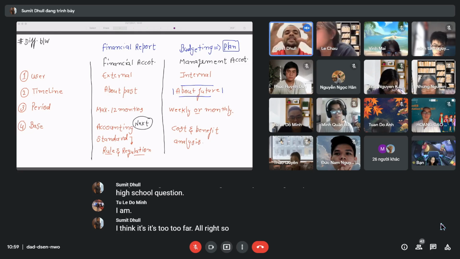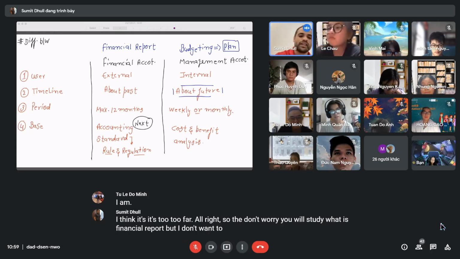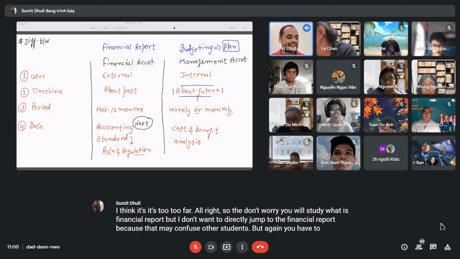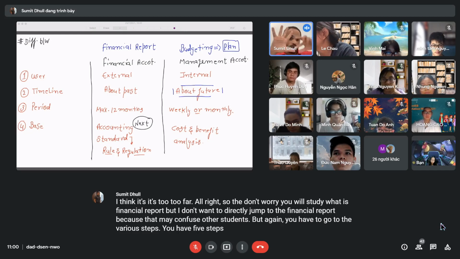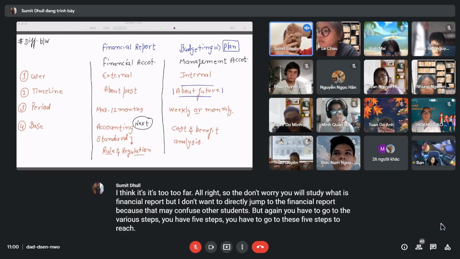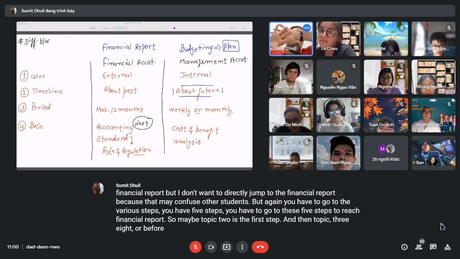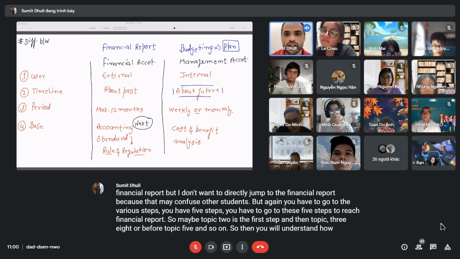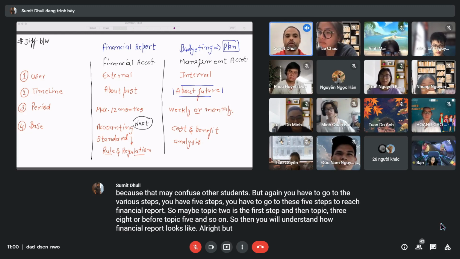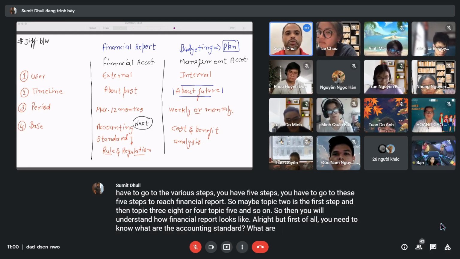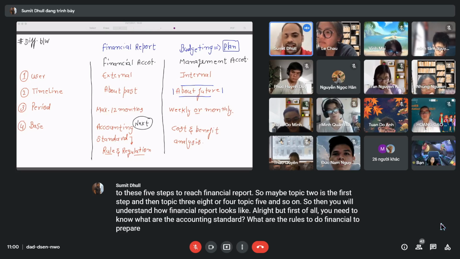Don't worry, you will study what a financial report is, but I don't want to jump directly to the financial report because that may confuse other students. You have to go through various steps. You have 5 steps to reach the financial report. Maybe topic 2 is the first step, then topic 3, topic 4, topic 5, and so on. Then you will understand how a financial report looks. But first of all, you need to know what the accounting standards are, what the rules are to prepare financial reports. That's what we will study next, right?